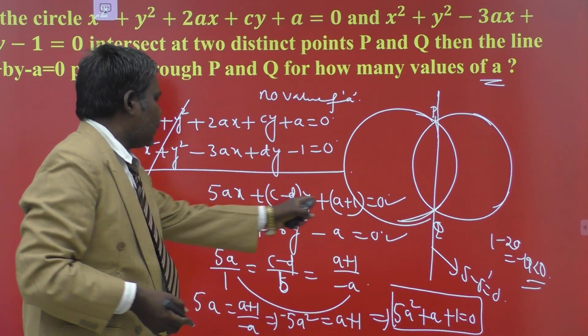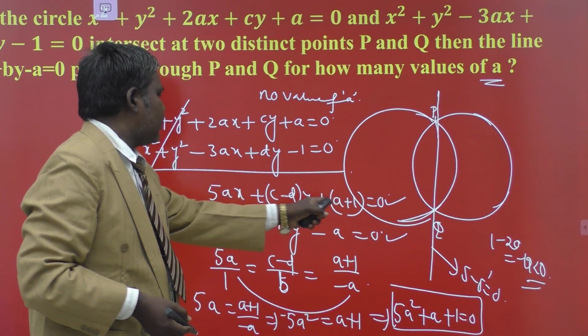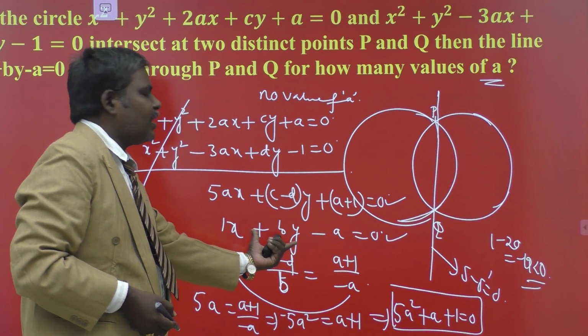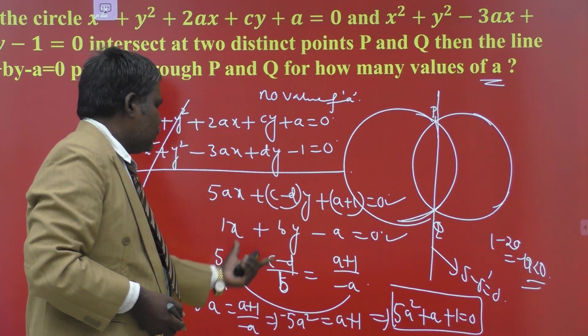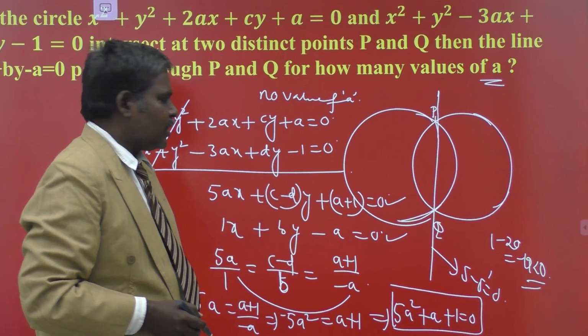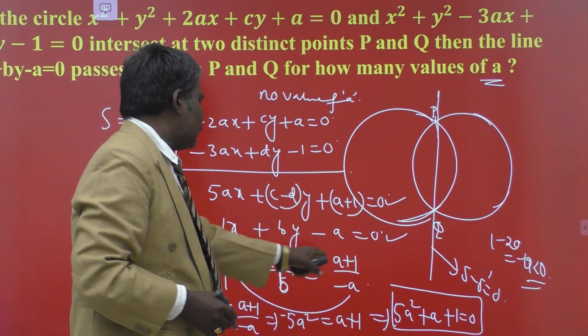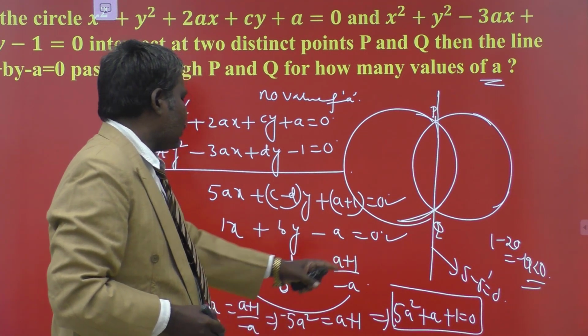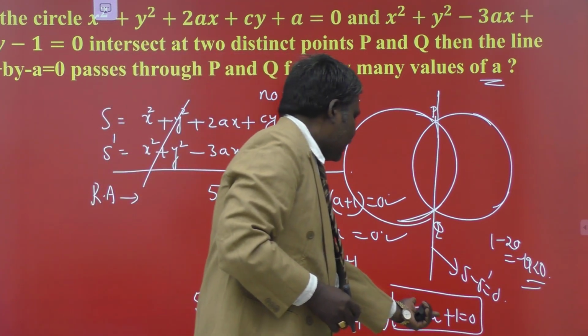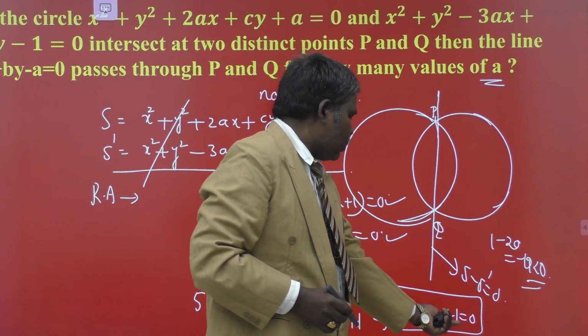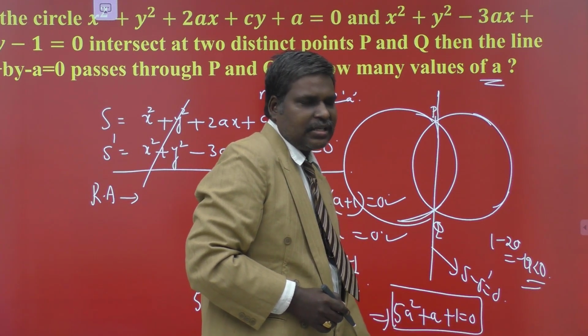So this is the radical axis obtained by the question itself, and this is the given radical axis. Both are the same, so their corresponding coefficients are proportional. By equating their first and last, 5a by 1 is equal to (a plus 1) by minus 1, we get a quadratic equation in a. It has no real root, because b squared minus 4ac is less than 0.